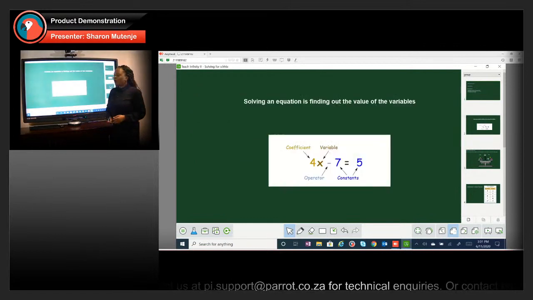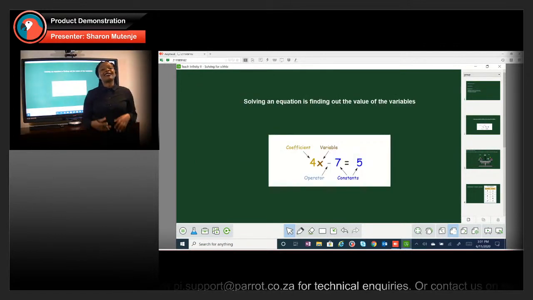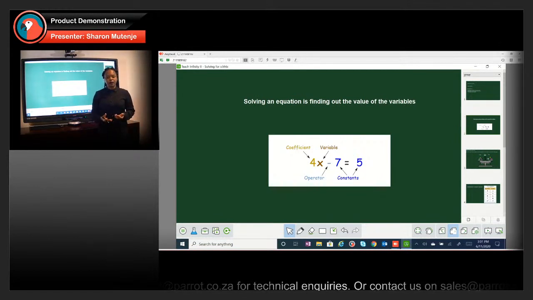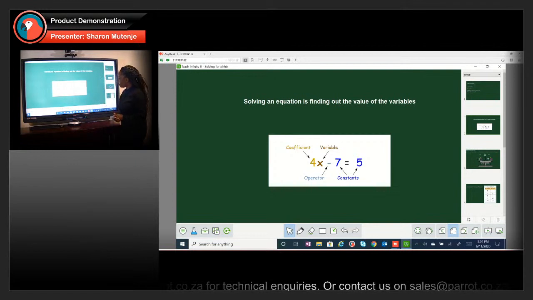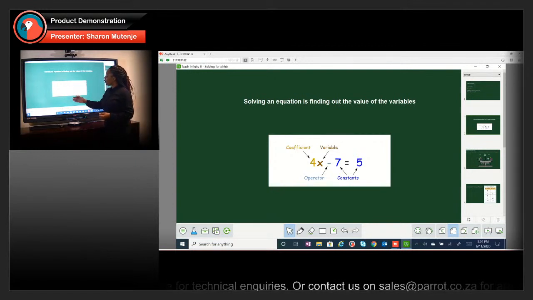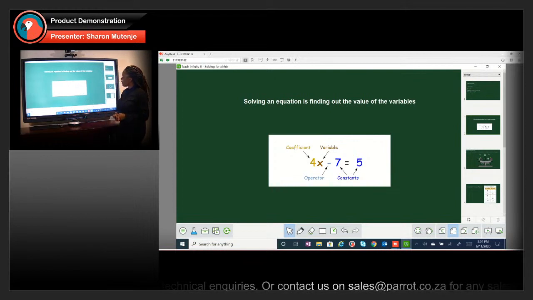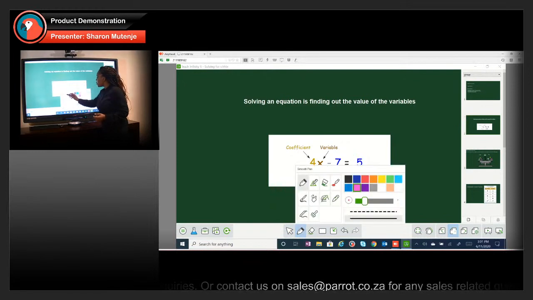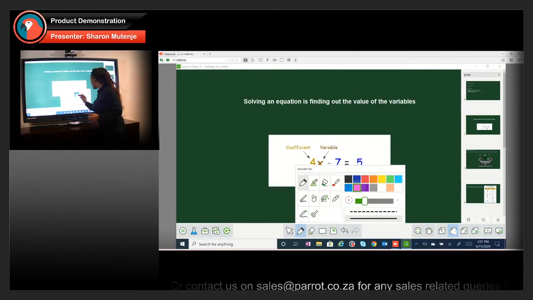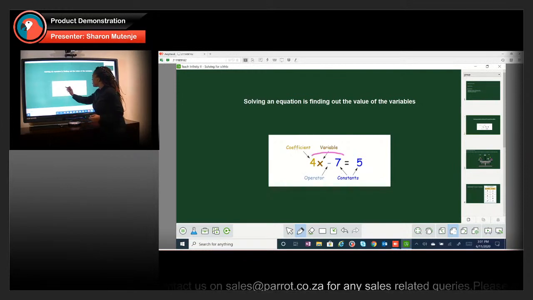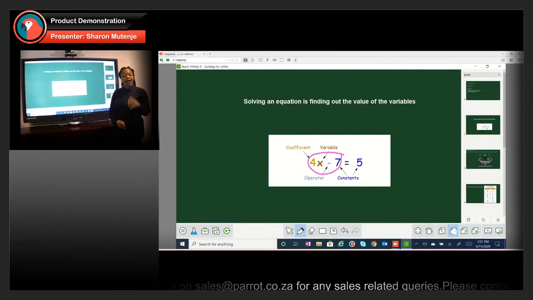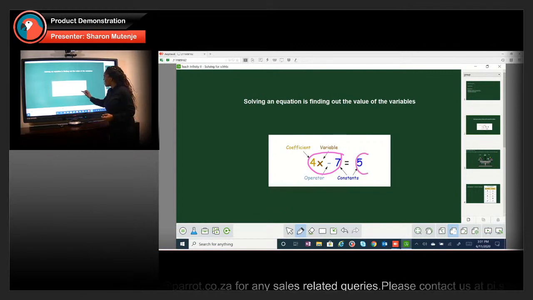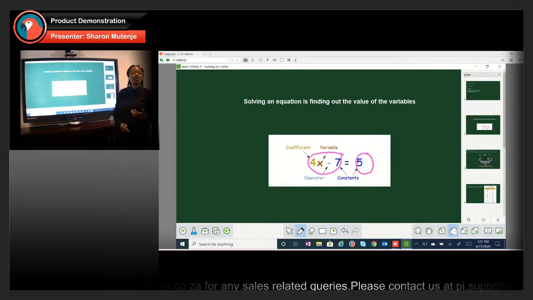So, what is an equation? An equation is a statement showing two expressions that are equal. If you look at this board right now, you can see that I have an equation which is 4x minus 7 equals 5, and it is built up of two expressions. On my left-hand side, I have the expression 4x minus 7, and on my right-hand side, I have the term or expression which is 5.